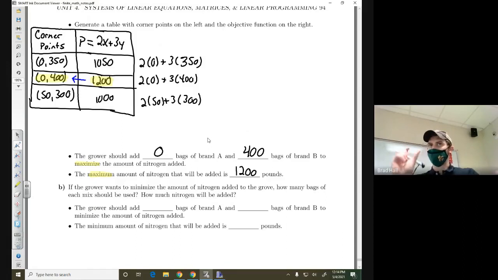And then part B just wants to minimize this instead, which means we do no extra work. We just find the smallest value, which is 1,000, with the corresponding ordered pair of 50, 300 to get 1,000 as the minimum. And that, my friends, concludes Math 105.